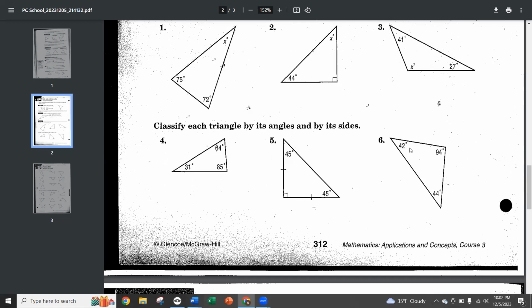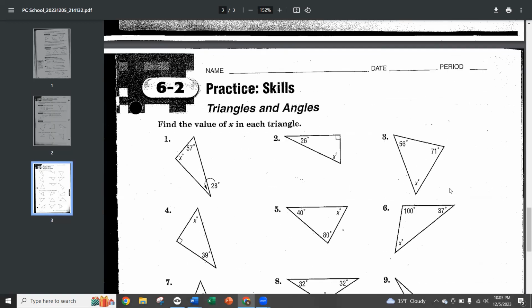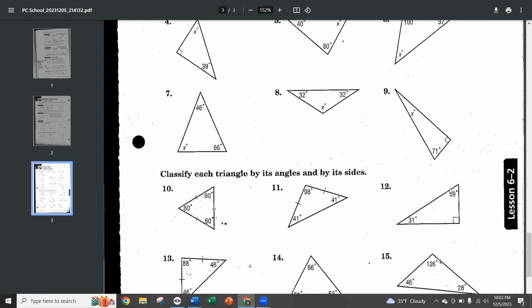It's 6. Okay, 94 degrees. One angle greater than 90 means it's obtuse. So it's obtuse first. Then check the sides. The sides are all different. So that means it's scalene. So this is obtuse scalene. Go ahead and do 6-2 on your own.